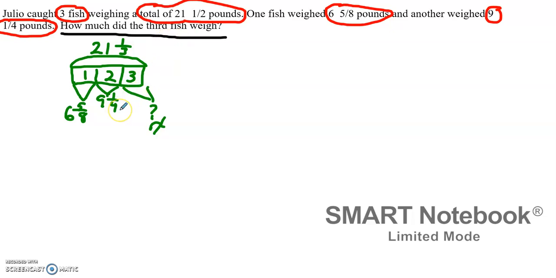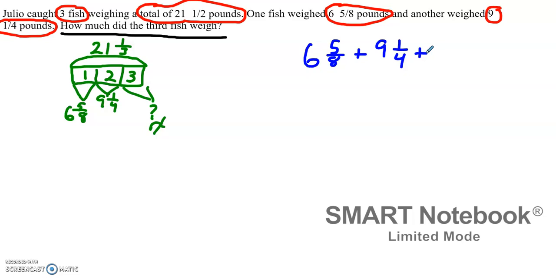That's the question, right? So now that I have this, I can draw up an equation or an expression, because I'm going to put an equal sign here, so it's an equation. But I'm going to build the expression first. Basically, I'm adding these 3 up. I know what their weights are, so I can add that here. It's 6 5/8 plus the second fish of 9 1/4 plus we have our unknown.